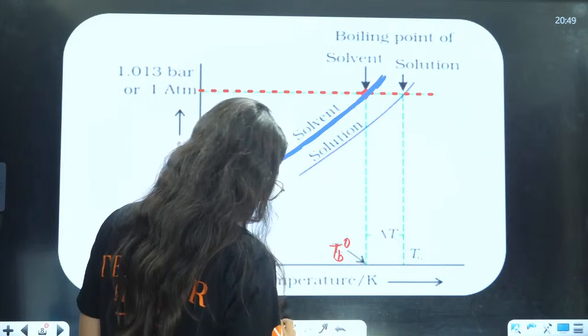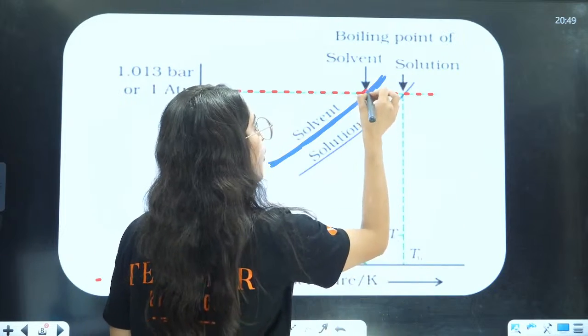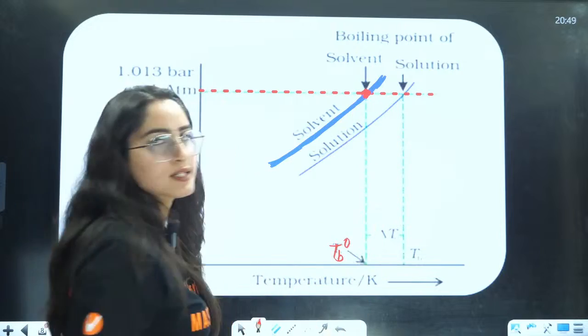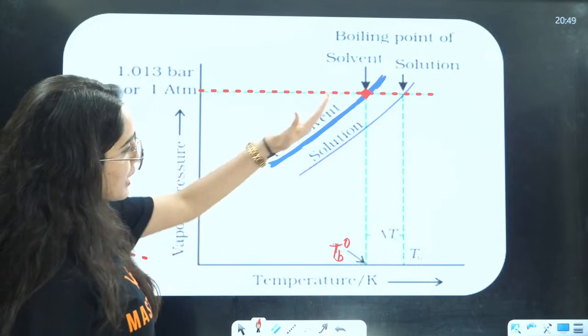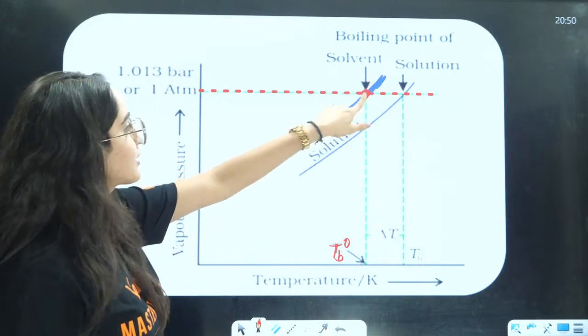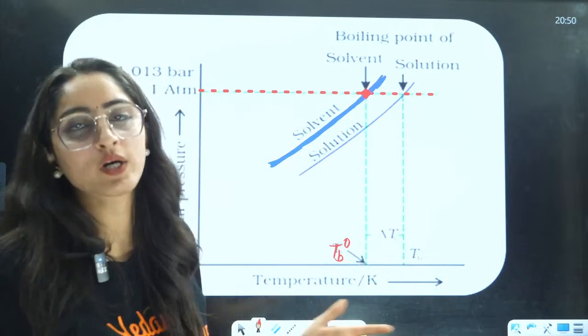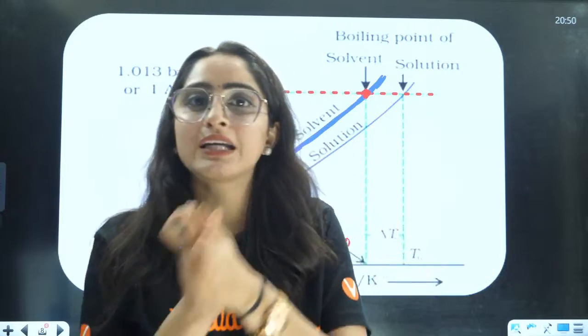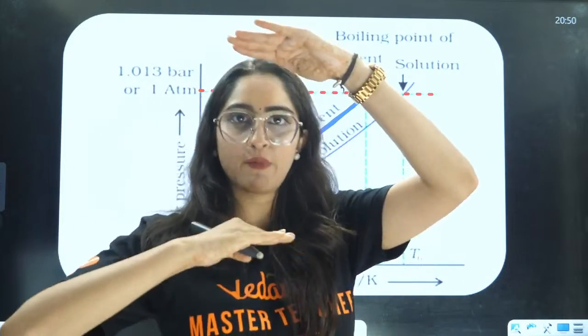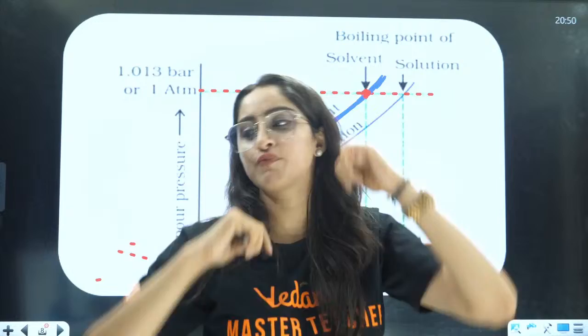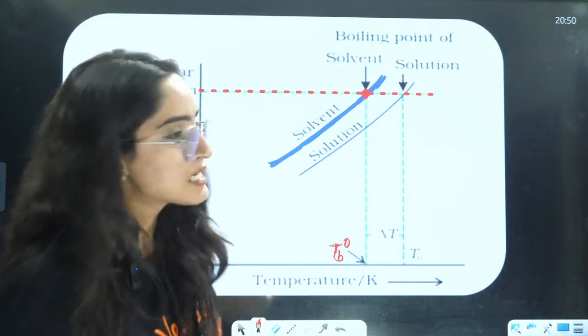Now what they observed is that at this point, where the vapor pressure of the solvent touches the atmospheric pressure, that is your TB naught, the boiling point. What is boiling point? When the vapor pressure of the liquid is equal to the atmospheric pressure, that is the boiling point, right?